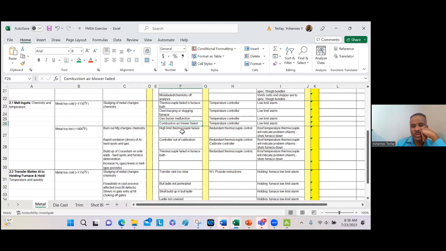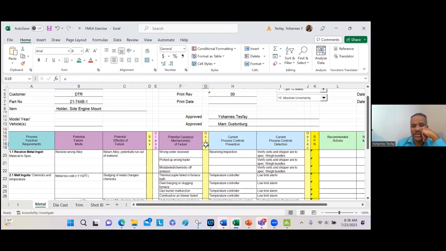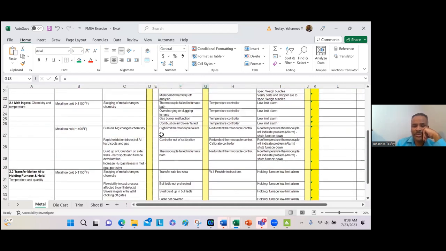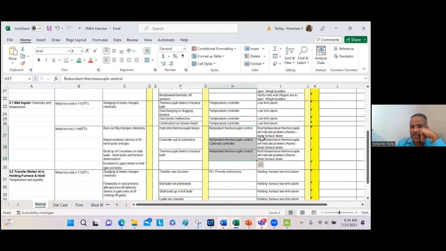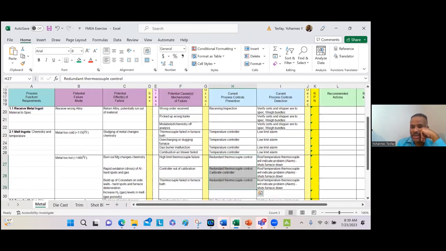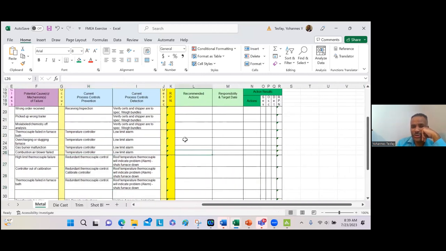Then ይሄንኛው ደግሞ it's like detection phase, no okay, isn't it, yes no, occurrence phase, so occurrence like high limit thermocouple failure, controller out of calibration or thermocouple failed. so እነዚህን በምን እንቆጣጠራቸዋለን redundant thermocouple control and calibration ስለዚህ እነዚህ ዲቫይሶች ናቸው ማለት በእነዚህ እንቆጣጠራለን. Then current process detection method, you have those scenarios, then your job is going to be just to do recommended action.